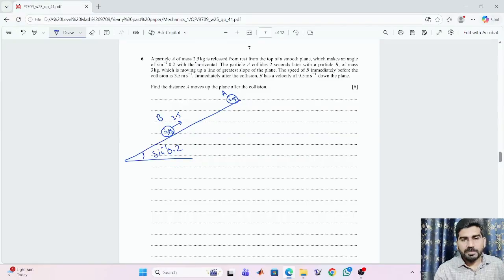Immediately after the collision, B moves downward with a velocity of 0.5 meters per second down the plane. Find the distance covered by A upward after the collision.